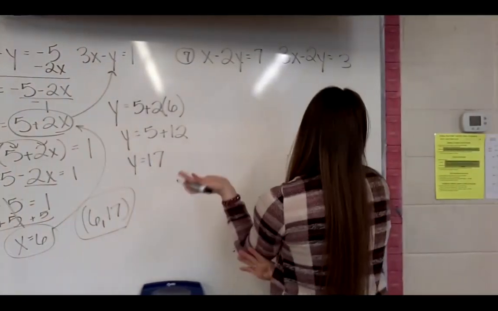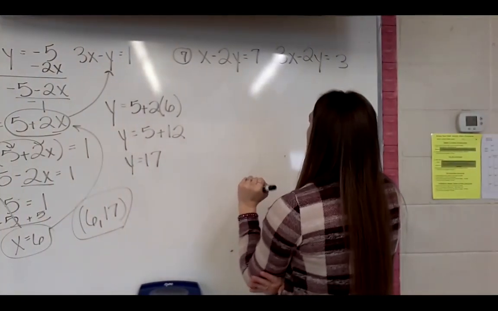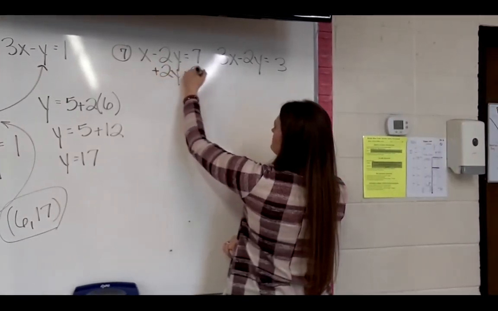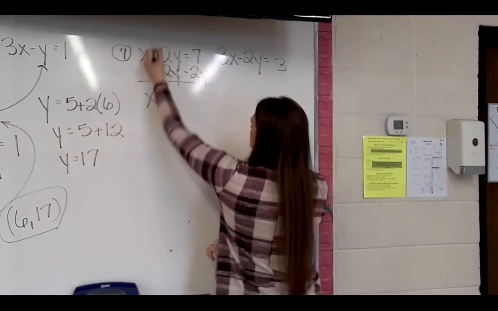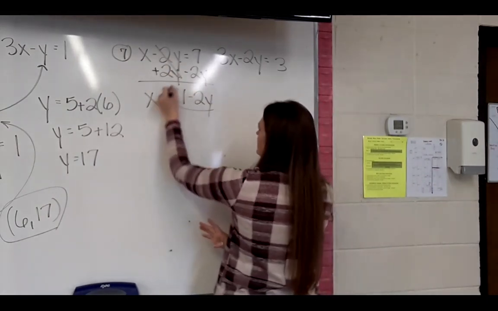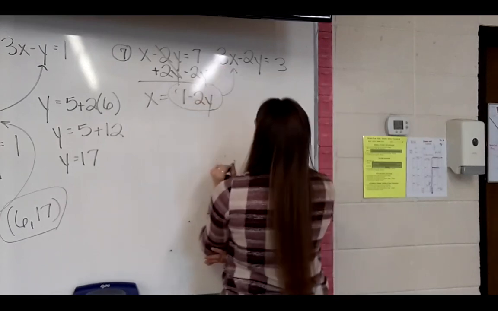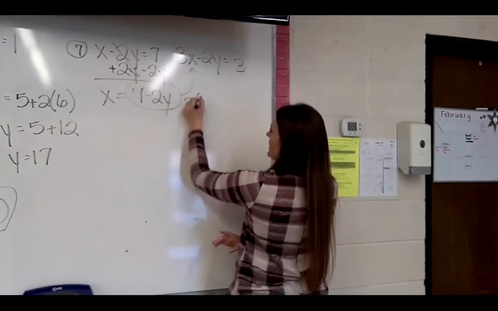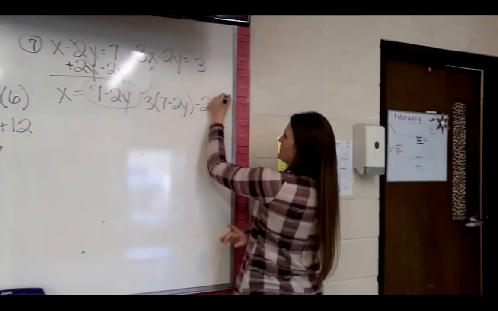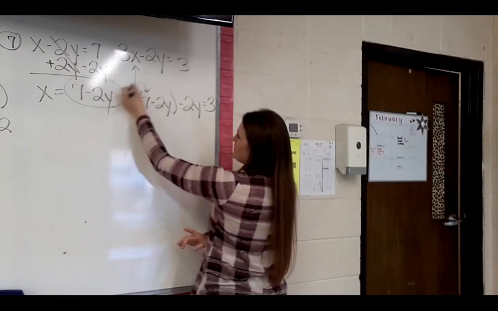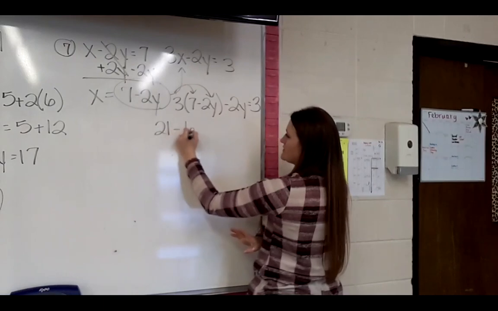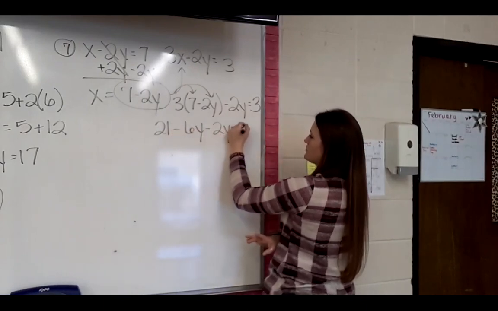Okay, on number 7. Let's see, I don't even know what I want to solve for. I'm going to solve for x on this one just because that looks pretty simple. One step to move that over. So it's solved for x, so I'm going to take and plug this in for x over here. So 3 times x, which is now all of that, minus 2y equals 3. So I have to distribute here. 3 times 7 is 21, minus 3 times 2y is 6y, and then I have minus 2y equals 3.